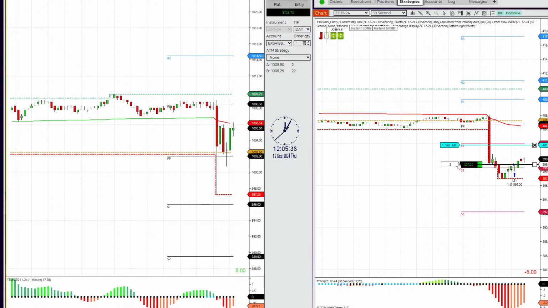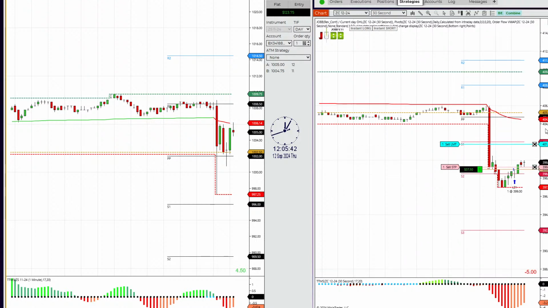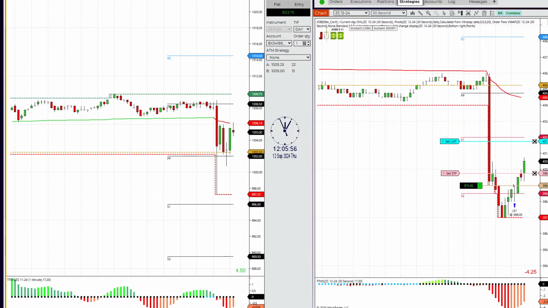I'll trail. Okay? One tick is all I'm trailing, not trailing much. I just don't want to lose more. It was a significant move. Here we go. So now I can trail slowly, just 1 tick or 2 ticks at a time. Okay, give myself some breathing room here.